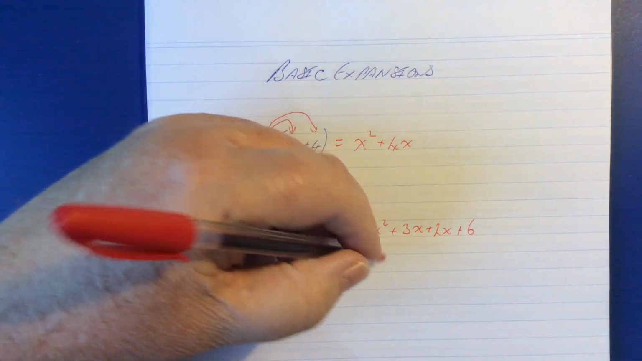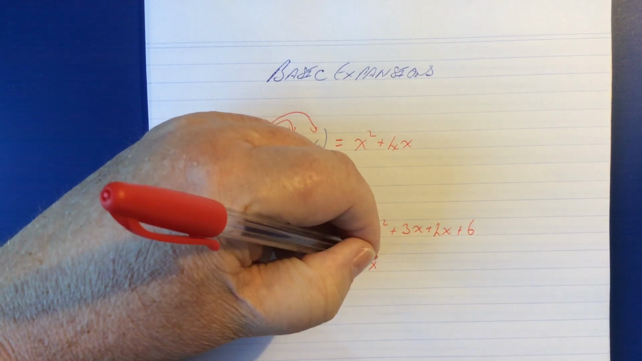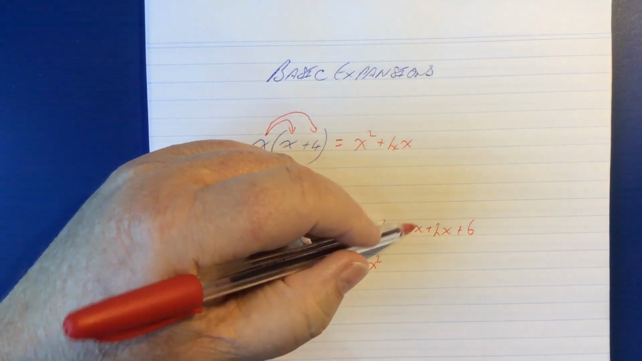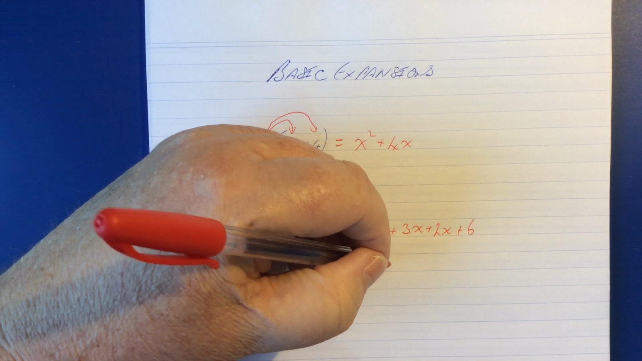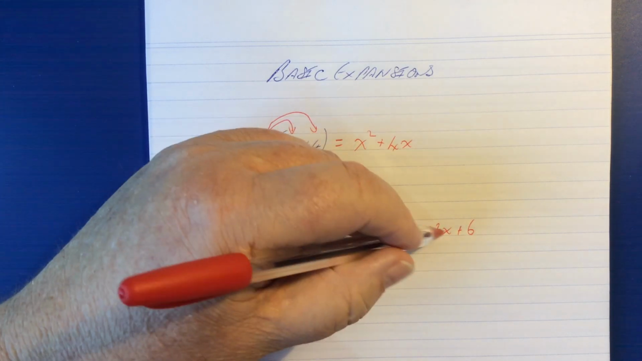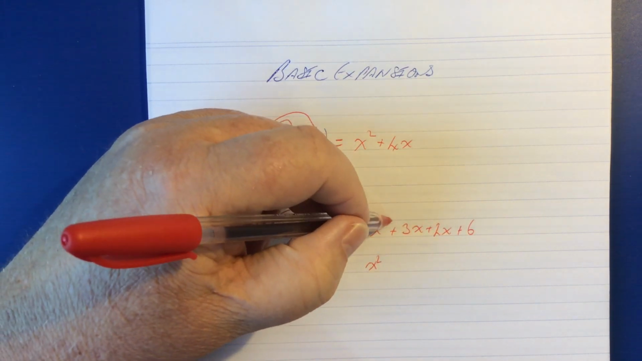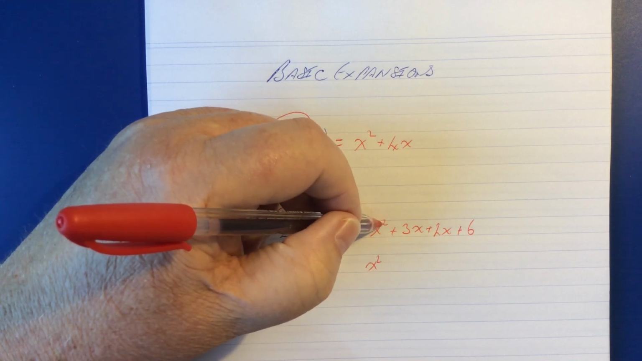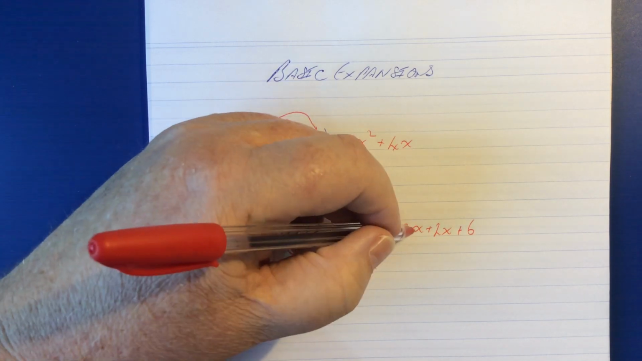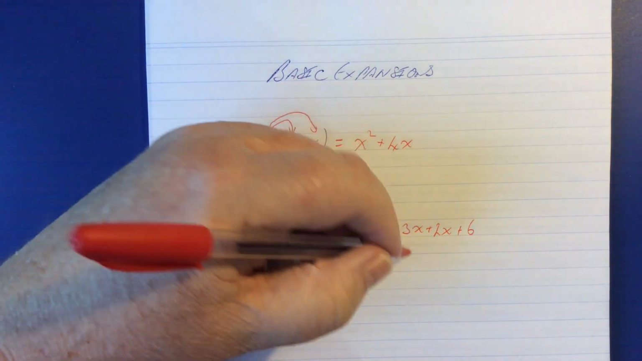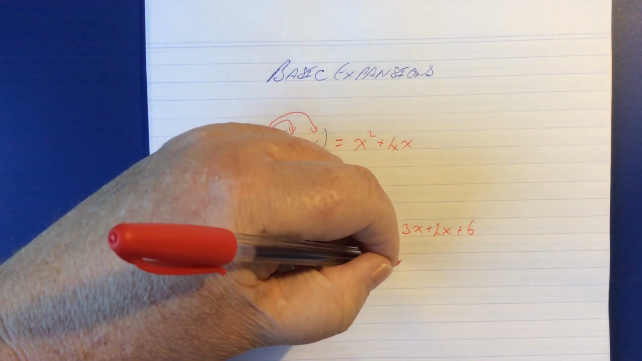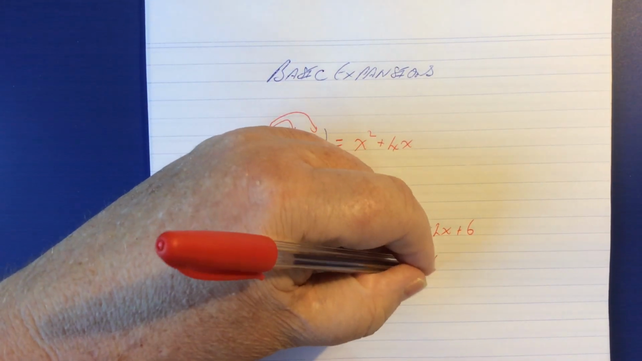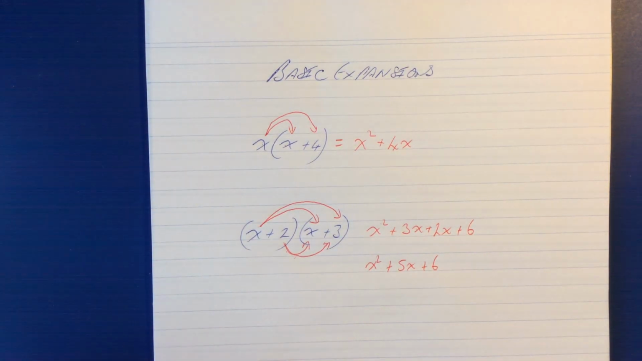And all we need to do now is tidy this up. So 3x and 2x are like expressions. They are single x's. We can't add these to this because this is of a different order, but these are of the same order. They are the same expression. 2 and 3 is 5x plus 6. Okay, now I hope that's clear.